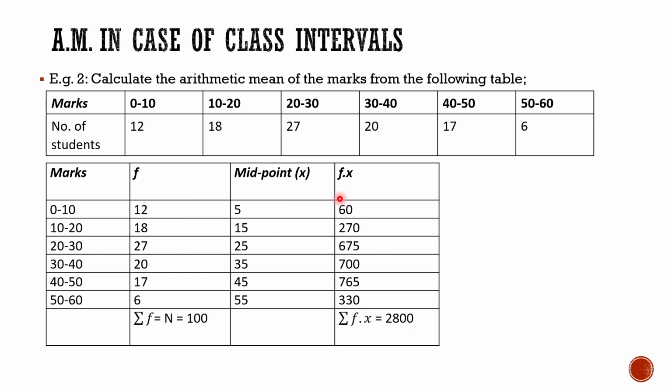For that you will have to calculate fi xi: 12 into 5, that is 60, 18 into 50, that is 270, and so on. Going ahead with the same formula for x bar, you will have to go for summation fixi, that is here 2800, and summation of f, that is capital N, and it is 100 here. It means there are a total of 100 students, and for x bar you will have to divide 2800, that is summation fixi, by the total frequency, that is 100, and simply you will get the mean marks as 28 for this particular example.